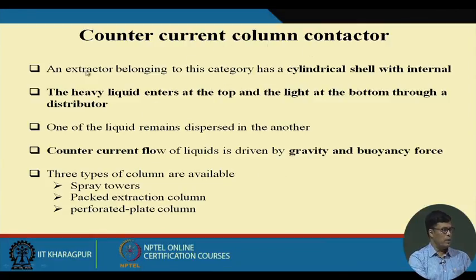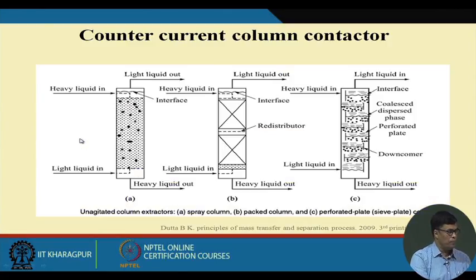Now, the counter current column extractor belongs to this category, a cylindrical cell with internals. The heavy liquid enters from the top and the light liquid from the bottom through a distributor. I can show you. Now, I think this will be very clear to you.